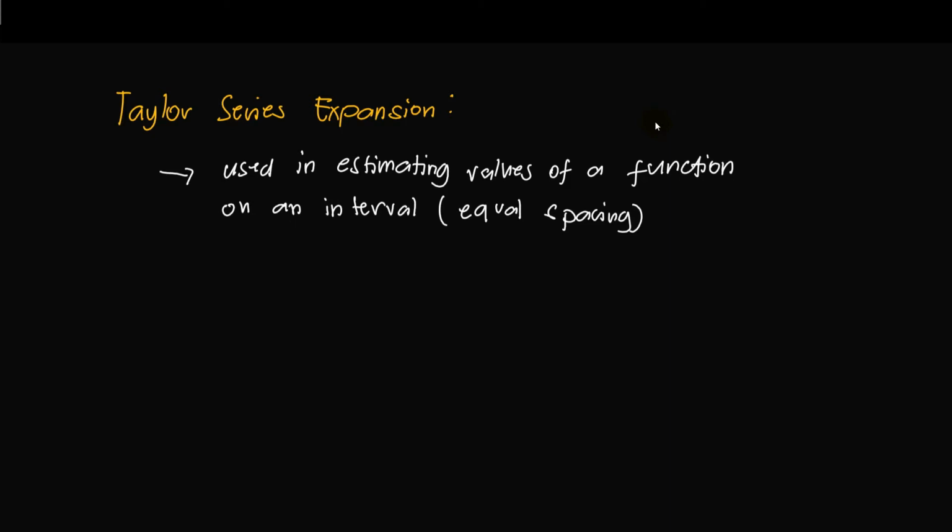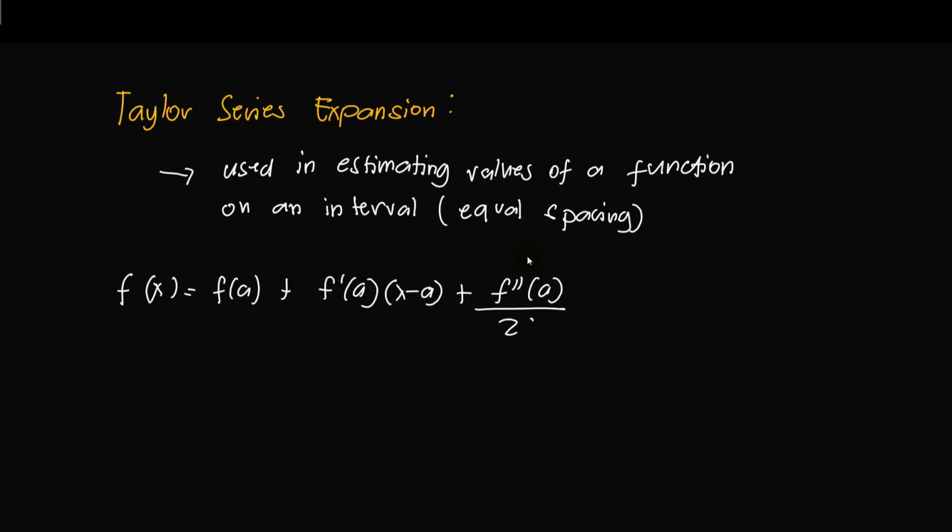The Taylor series is described in this equation: f of x is equal to f of a plus f double prime a over 2 factorial times x minus a squared plus f triple prime a over 3 factorial times x minus a cubed, and so on and so forth. So in the Taylor series expansion, the more terms you add to your equation, the higher the accuracy gets. There are different ways to formulate the finite difference formula, and the accuracy of the values obtained depends on the order of the derivative and the number of points being considered.